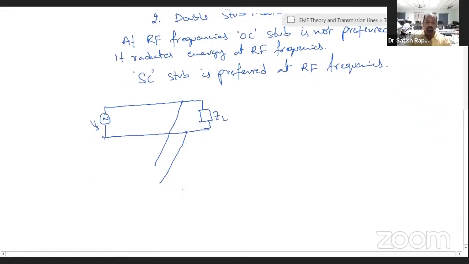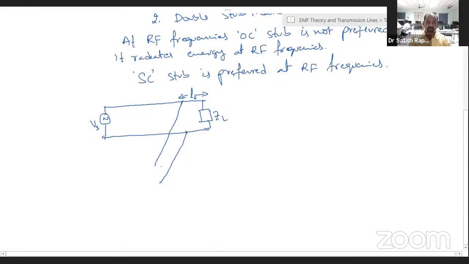A piece of transmission line is connected like this, at a distance from the load. At a distance L, let us say LS, the stub length or stub distance from the load. And this is an open circuited stub. A stub is nothing but a piece of transmission line which is connected at a distance from the load. So this is an open circuited stub.